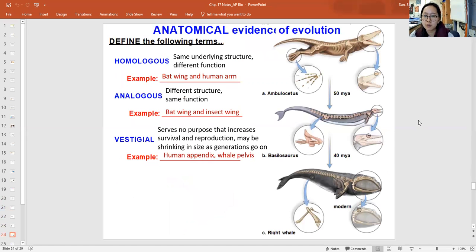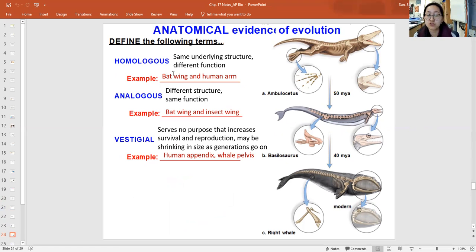We also can use anatomical evidence for evolution. I'll define these terms for you and give you some examples. So there are homologous structures, which are the same underlying structure, aka bones, but they have different functions. So an example is bat wings and human arms, right? Bat wings are used for flying. Human arms are used for picking up things, moving things around, grabbing things. And they both have bones, muscle, skin, and hair, but they have different jobs now.